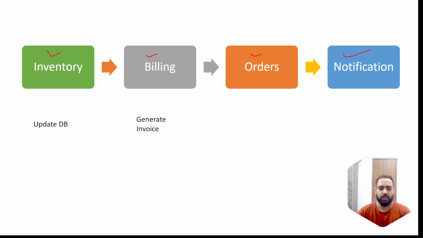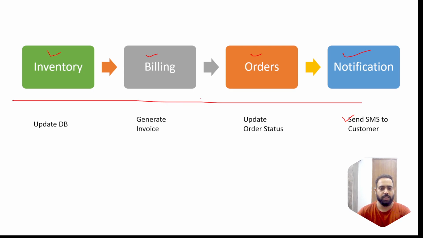Likewise, the billing microservice will generate the invoice for the user because the order has been placed. Then this order microservice will update the order status that the order has been placed. And then the order microservice will send the request to the notification microservice, which in turn sends the SMS to the customer that the order has been placed. So in this simple example, it is not unidirectional, right?